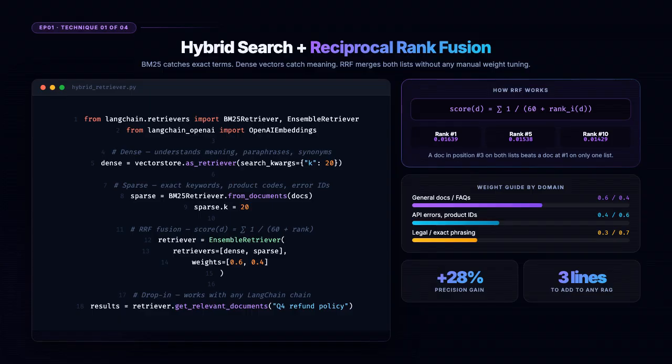A re-ranker is a cross-encoder model. Standard embeddings encode your query and each document separately, then compare them with cosine similarity. A cross-encoder reads your query and each candidate chunk together as a pair and scores that pair for relevance. It understands relationship, context, negation, things cosine similarity completely misses.